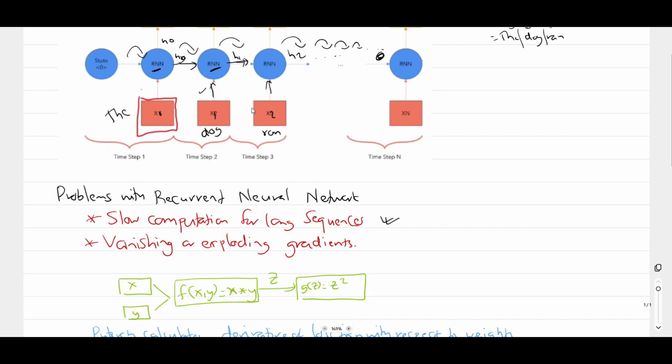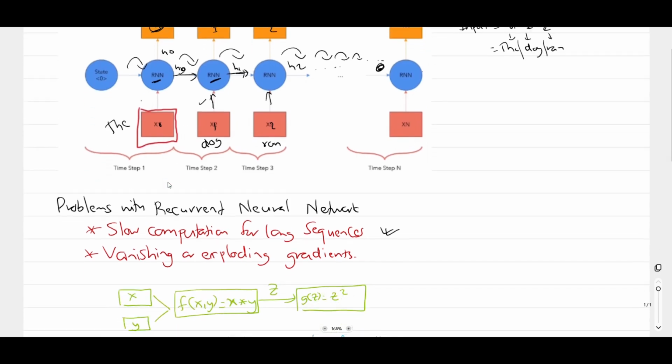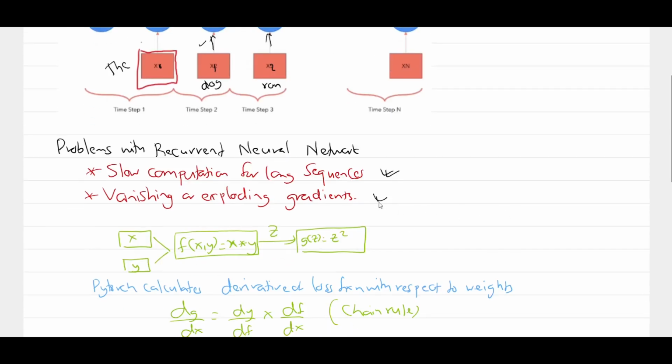For a sentence with maybe thousands of words or a time series with thousands of entries, this sequential requirement makes RNNs computationally expensive and slow. The second problem is the vanishing and exploding gradient problem. This is the most critical issue in training traditional RNNs.